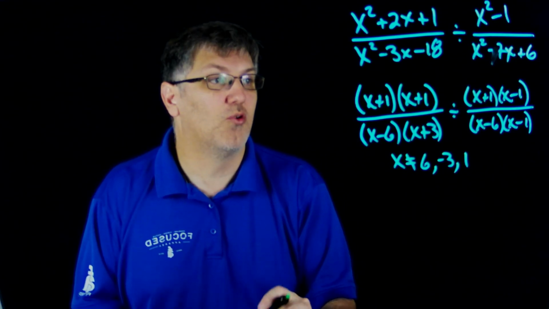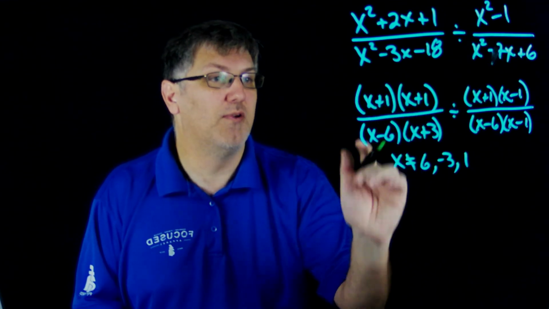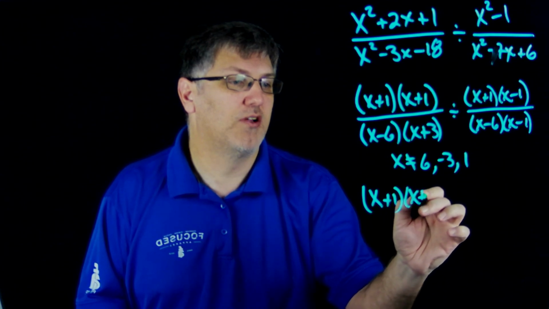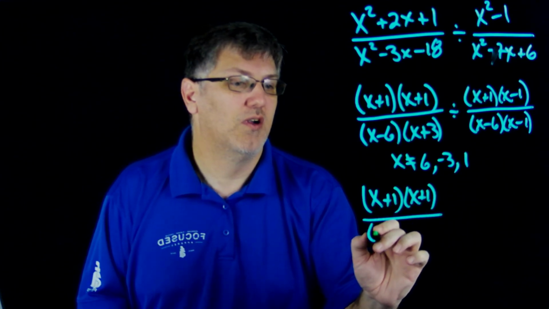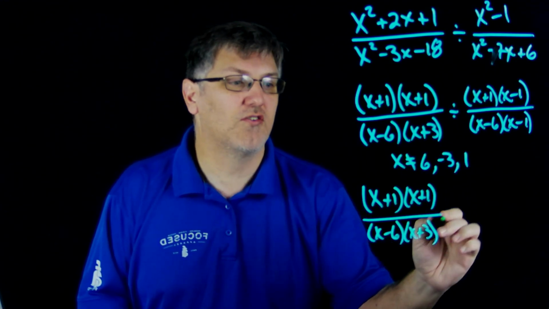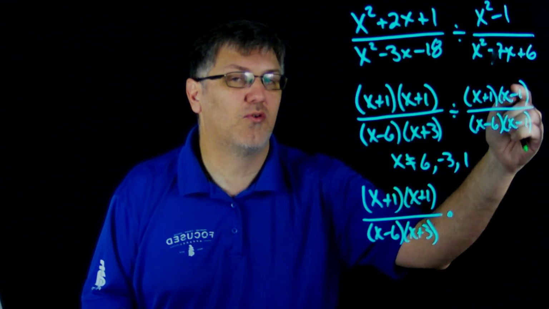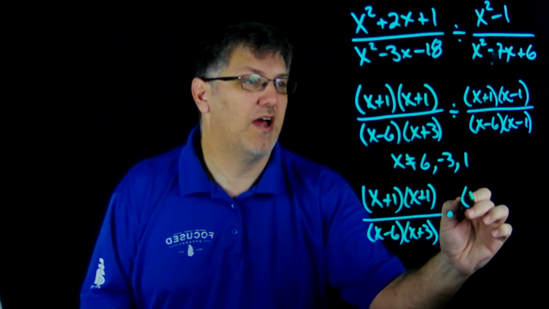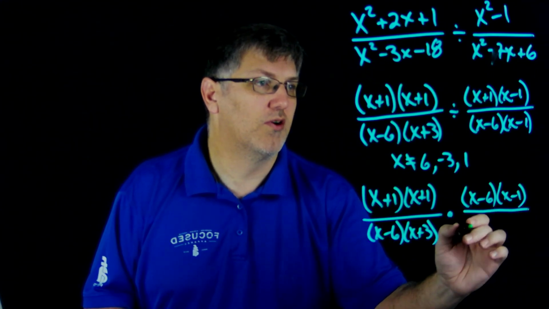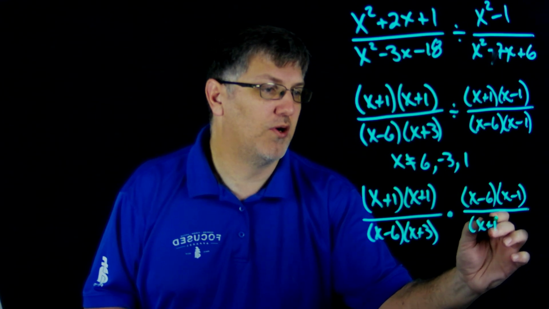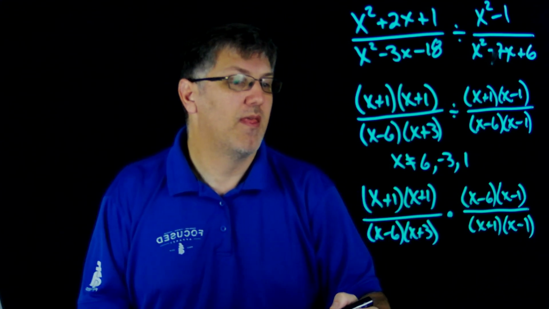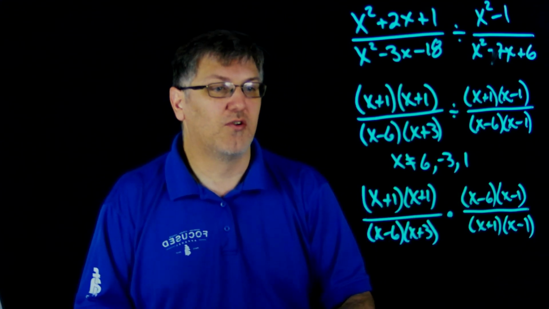If you remember from middle school, when you divide fractions, you are going to keep your first function, or your first x plus 1, all over x minus 6, x plus 3. Now we're going to change the division sign to multiplication, and we're going to take the reciprocal of the second fraction. So we're going to have x minus 6 over x minus 1, all over x plus 1, x minus 1.